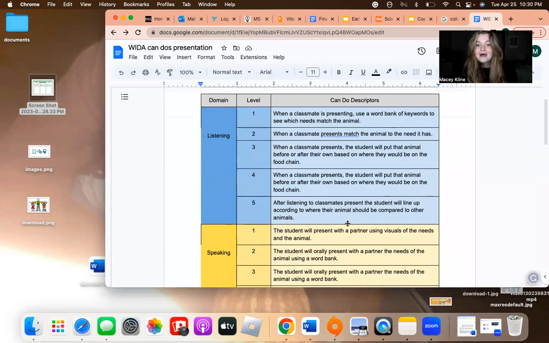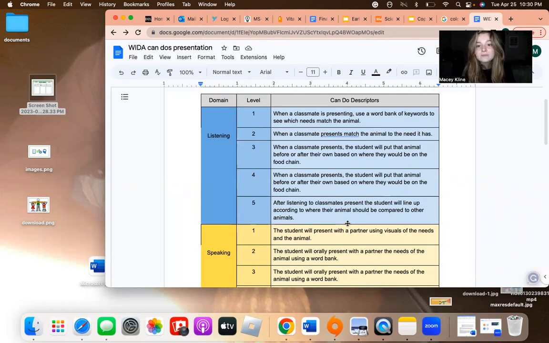Sorry. My WIDA Can-Dos aren't in tip-top shape. Again, I'm a junior. This is actually the first time I made, besides our first lesson plan, a WIDA Can-Do chart, so be easy on me.